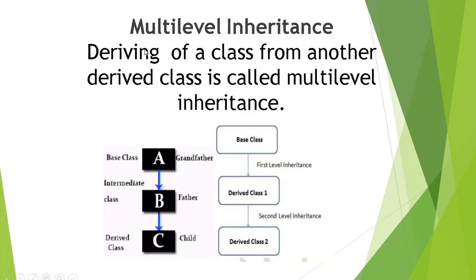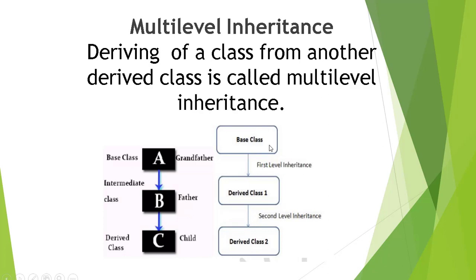The next type of inheritance is multi-level inheritance. Deriving a class from another derived class is called multi-level inheritance. You can see here the example: base class, intermediate class, derived class. That is, grandfather is the base class, from grandfather you are deriving father, and from the father you are deriving the child. So from an already derived class you are deriving another class, then it is called multi-level inheritance.